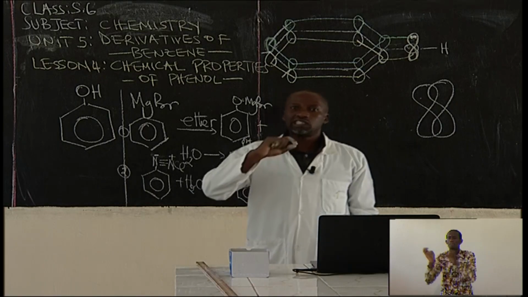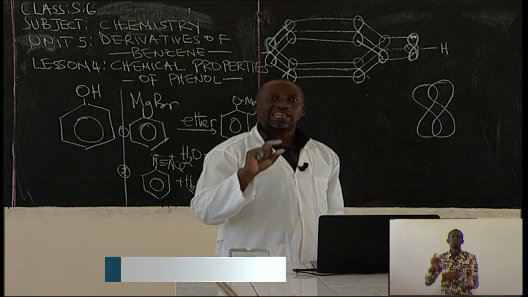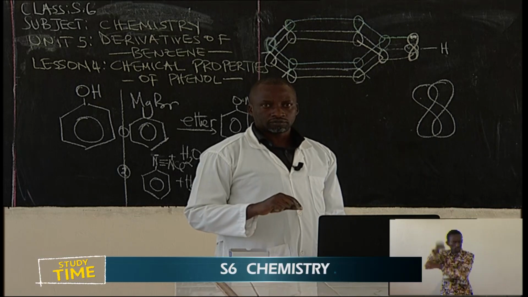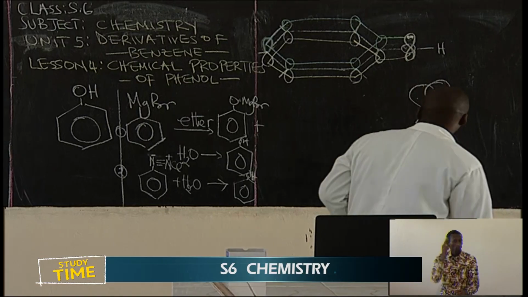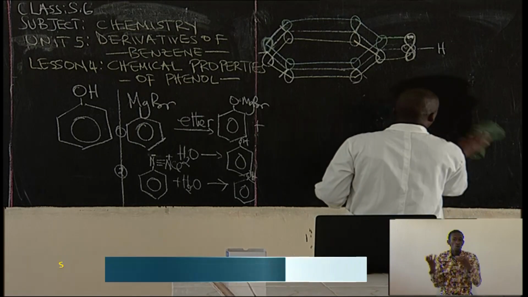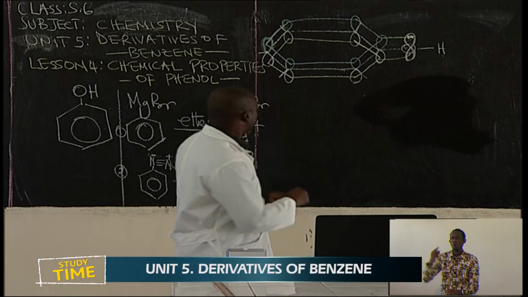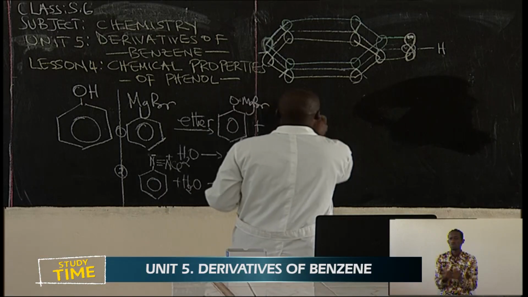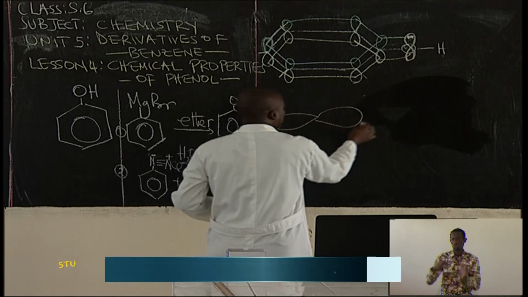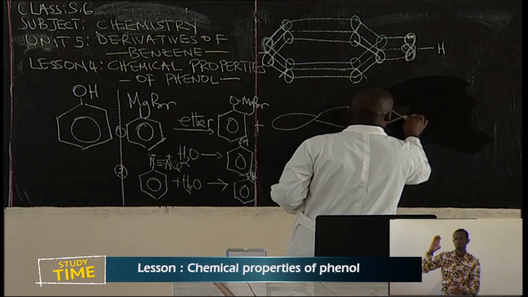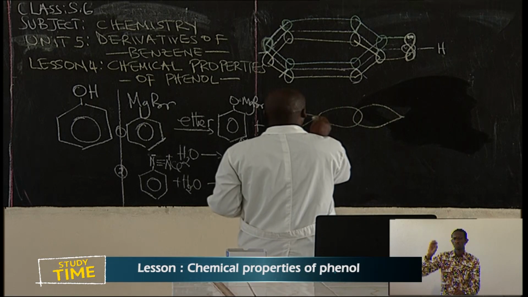A pi bond is stronger than a single bond. If you remember how the pi bond is formed and the single bond, when you look at the single bond, for example, if we assume this is a carbon atom.